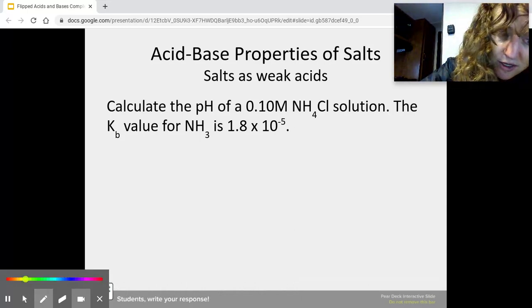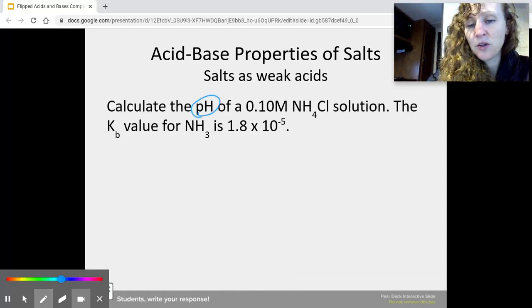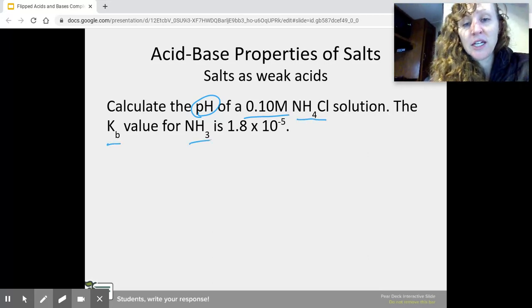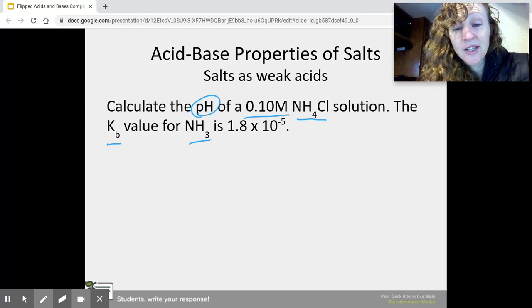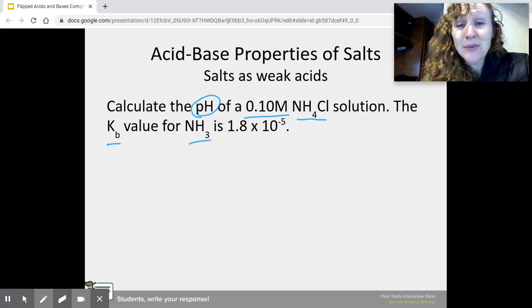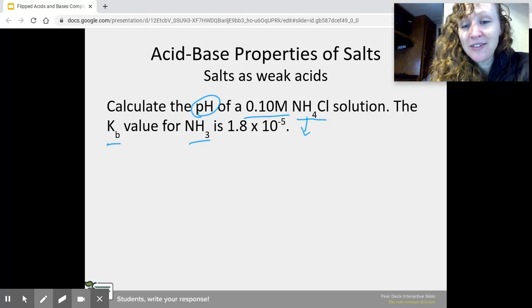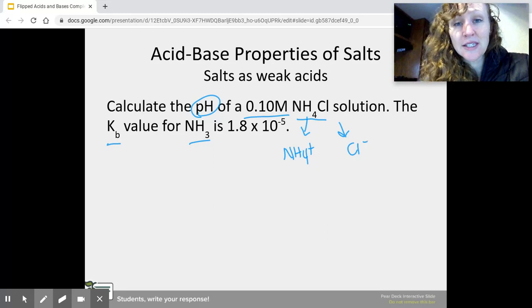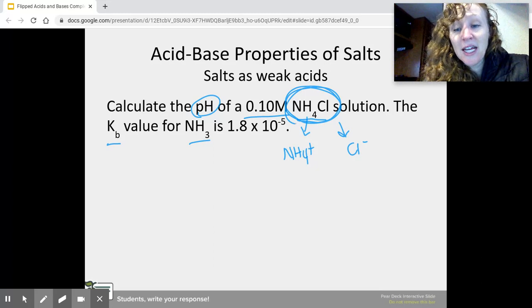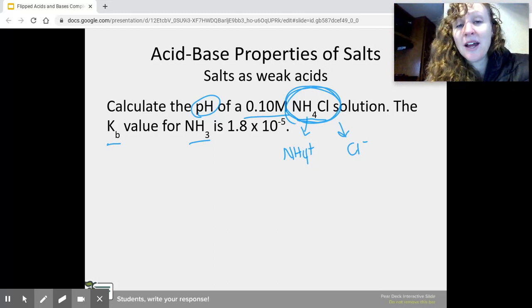Okay, similar question. They're looking for pH again. They give you a concentration of an NH4Cl solution. They give you a Kb for NH3. Okay, so step 1, pause the video and try it yourself. Step 2, figure out what's actually going to affect the pH, right? So we have an NH4 plus and we have a Cl minus. Now those are the two things in solution because this is a soluble salt. It's going to fall apart in water and I'm going to have two ions affecting the pH, not one molecule, right?